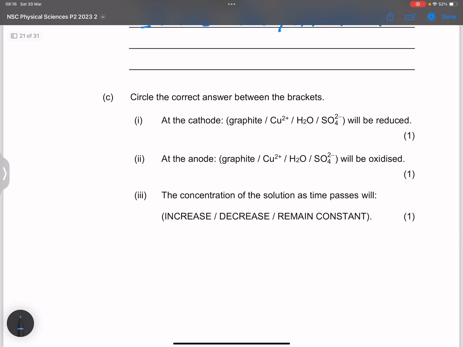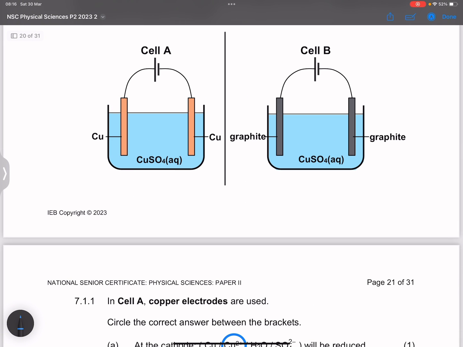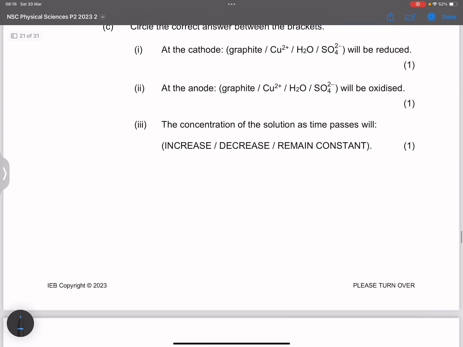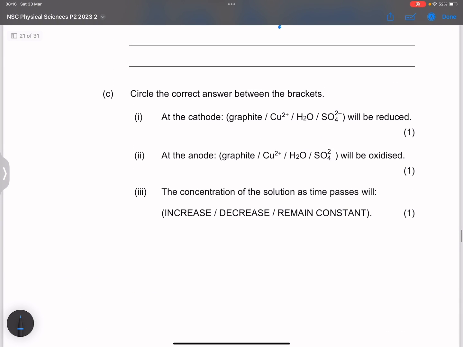Okay, so in this case, let's look at the next one. They say circle the correct answer between the brackets. At the cathode, remember, this is where reduction is taking place. So what are we doing? In that case, at your cathode, this is where your copper 2 plus would actually be reduced. So copper 2 plus will definitely be reduced. For those of you who've seen me do this, I said at the negative electrode, this is where we're going to have copper 2 plus ions being attracted there, and as a result get reduced.